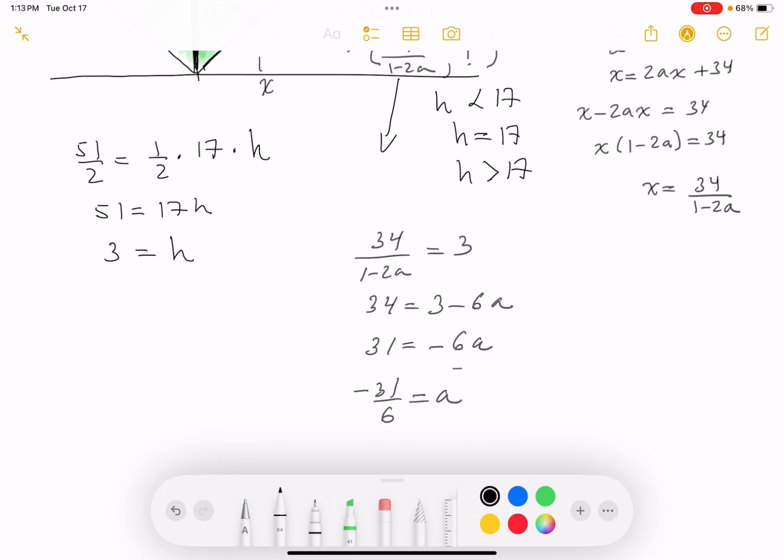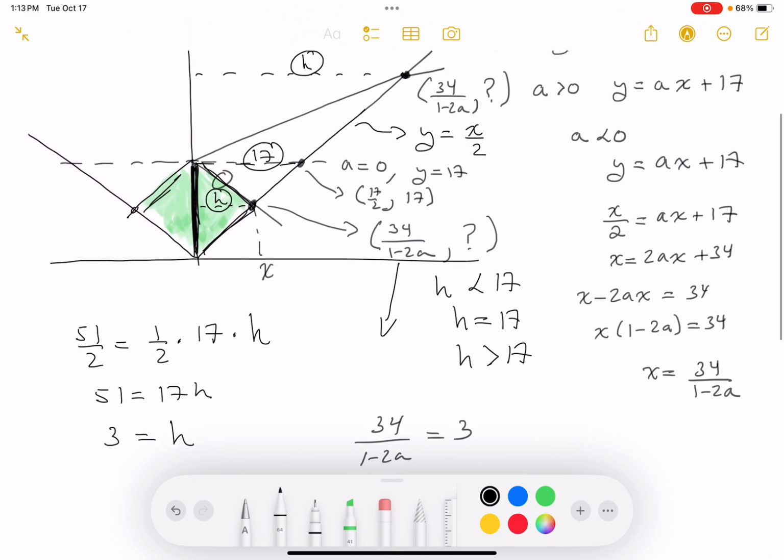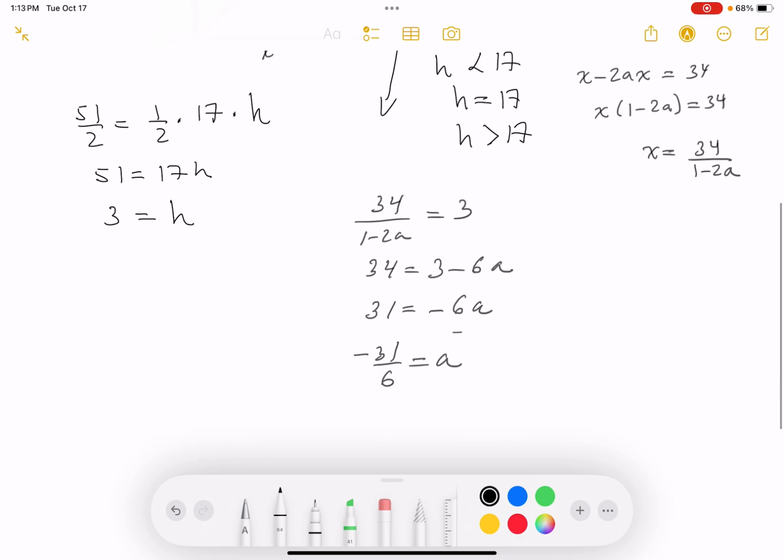And by the way, I think their question was, and I'm going to go back and read it, it says, compute all the values for a. Well, I did find it, and it makes sense to me. And why is that? We're looking at a negative slope, by the way, and that's what the a was determining. So my a is minus 31 over 6, and I'll put a box on that. And we're done. Thank you.